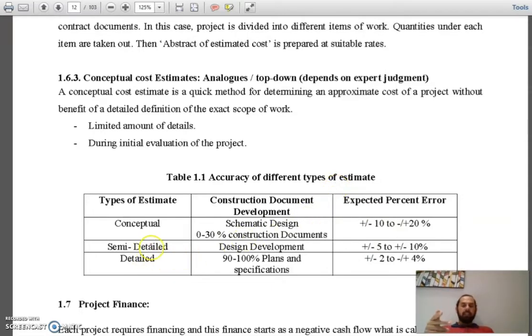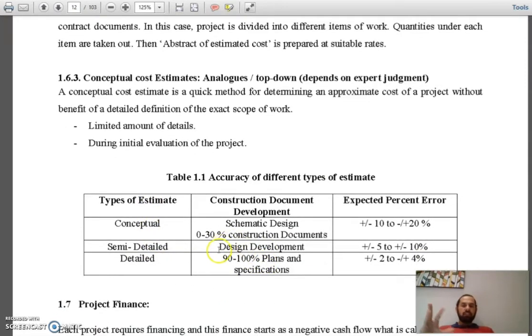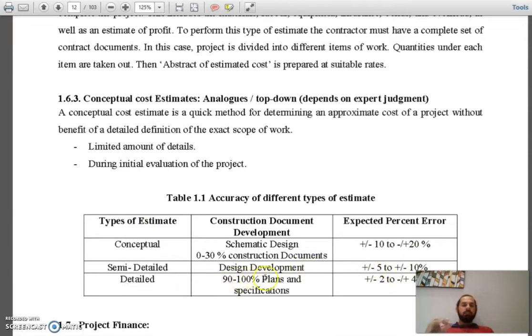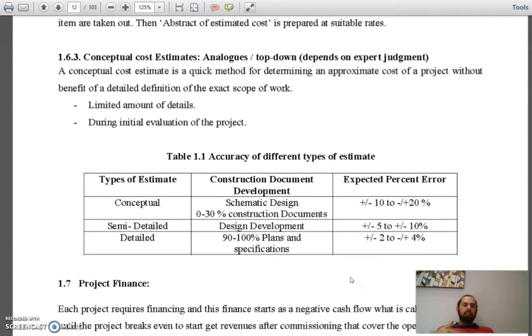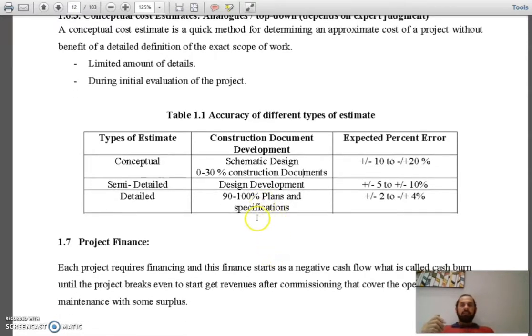The semi-detailed, which is the approximate one, is the design development stage. After the schematic design, we have developed the design and we have more information about the project. This time you have plus minus 5 to plus minus 10% error discrepancy. And the detailed one, which is not approximate, has 90 to 100% of plans and specifications available with us. So we can expect the error percentage to be plus minus 2 to 4%.